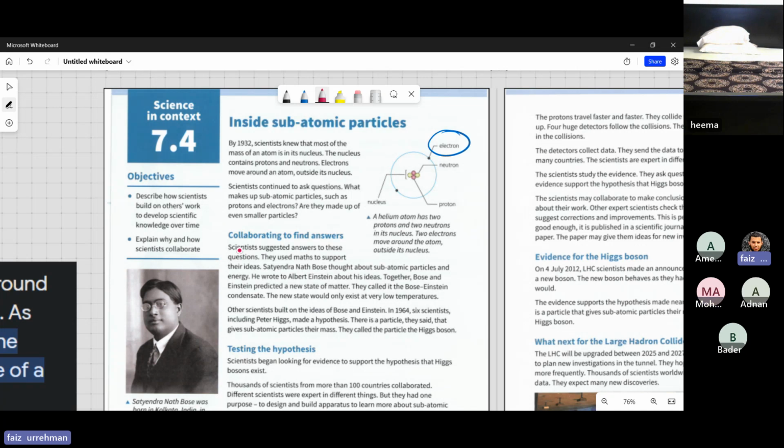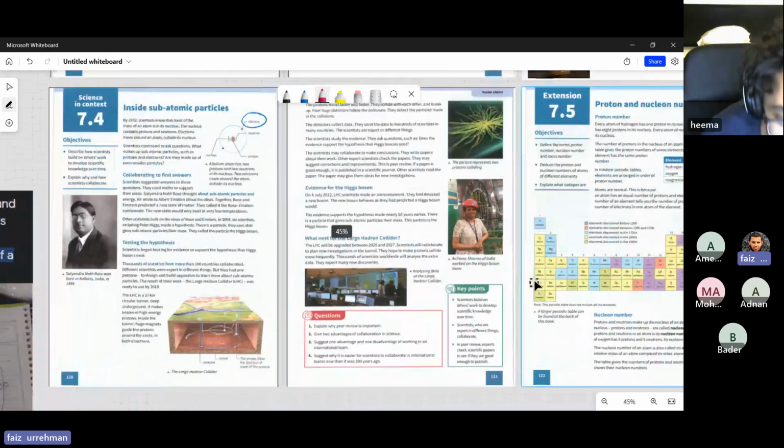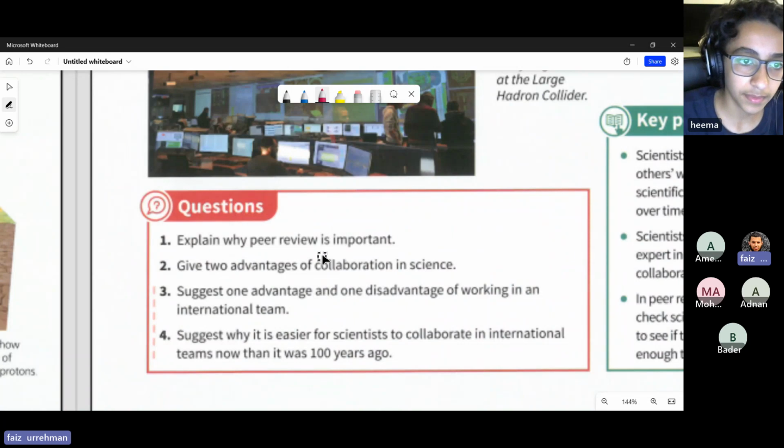What are you saying, mister? I think, mister, this is the least important lesson in the exam. This is the least important lesson inside subatomic particles. Yes. And what are the questions? Explain why peer review. Yeah, they're asking about the research thing.